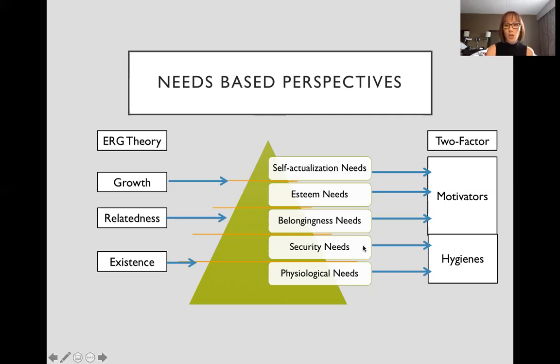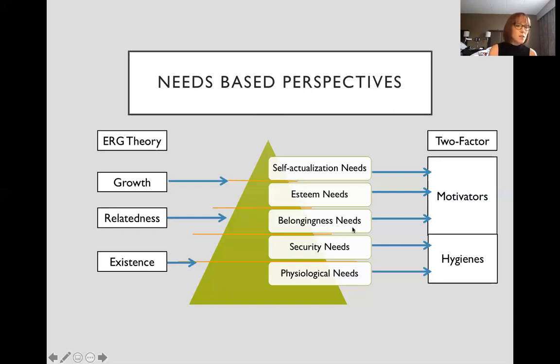Followed by our security needs. So a need for shelter, a need for safety. Some would argue that financial security would fall in here. So these are our more basic needs. Once we have satisfied our more basic needs, then we can be concerned with some of our higher order needs, like belongingness. So our need to belong, to have interpersonal relationships.